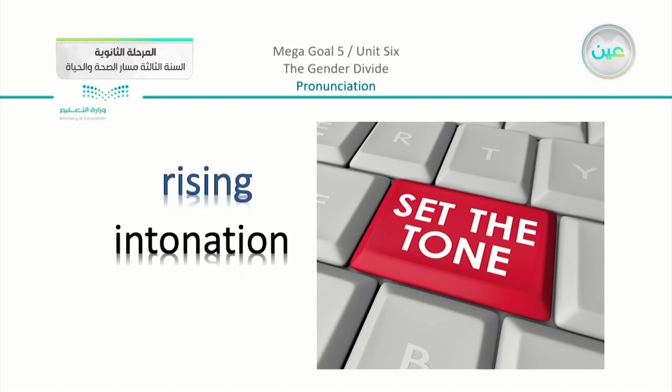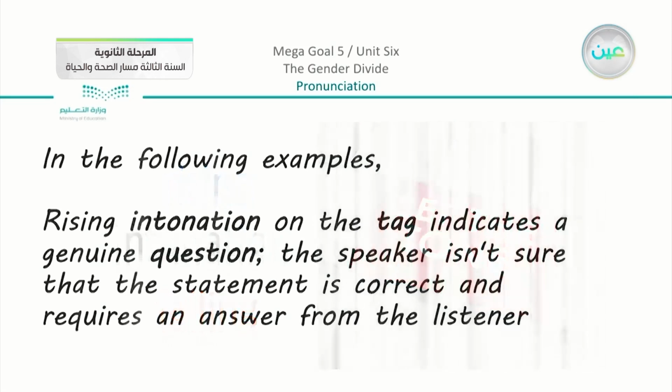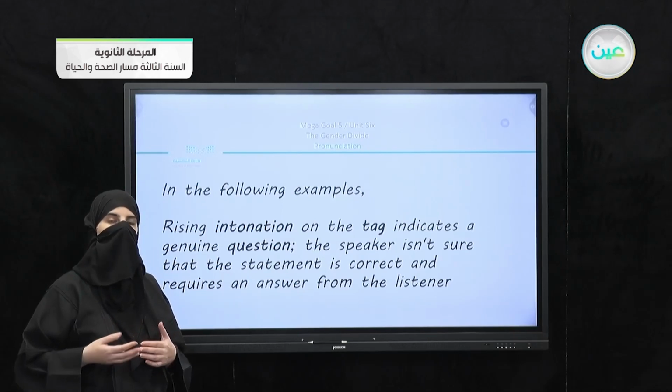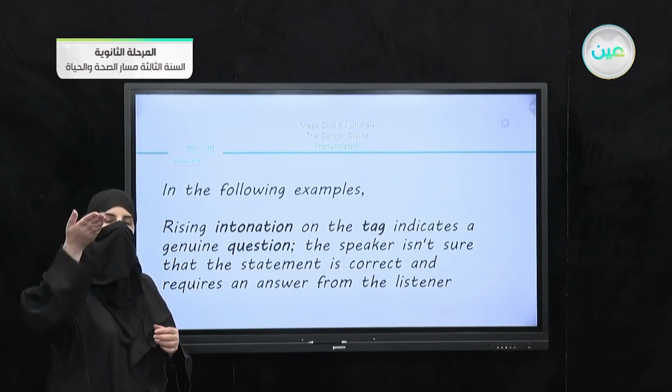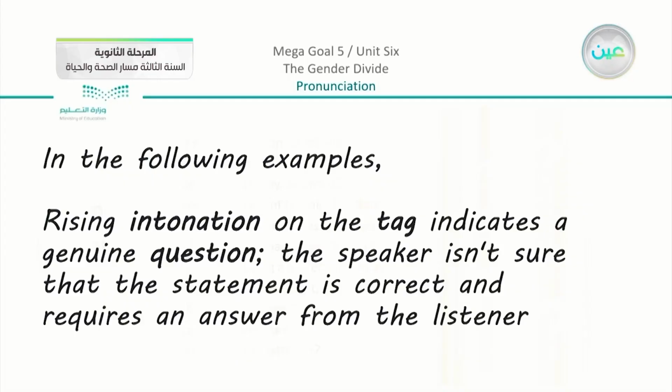Now we have two types, as we mentioned. We have rising, and also we have falling or lowering. Now let's see here. In the following examples, rising intonation on the tag indicates a genuine question. The speaker isn't sure that the statement is correct and requires an answer from the listener. So if I am not sure of the information, I have to make the tone higher or rising. So let's see the examples here.